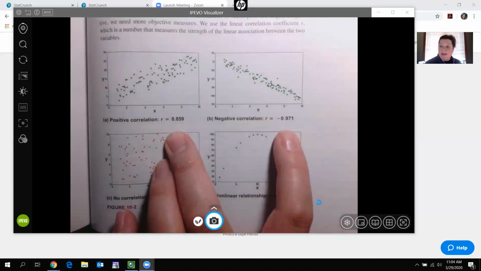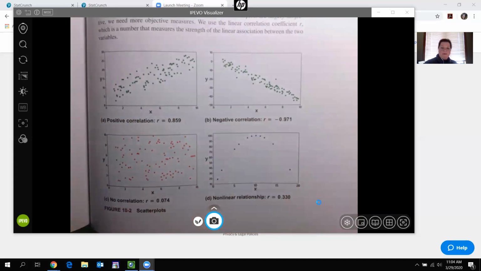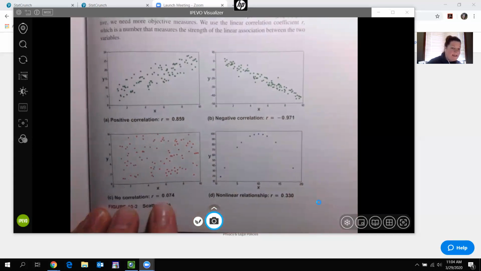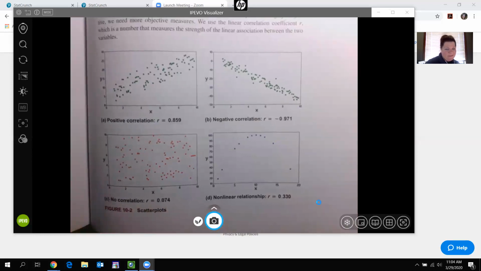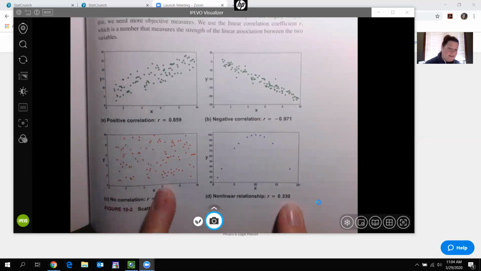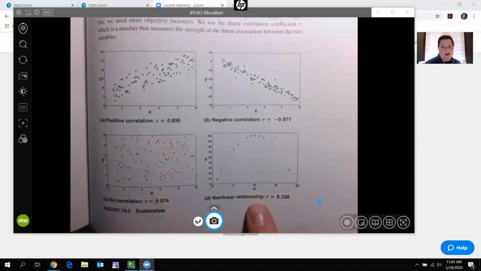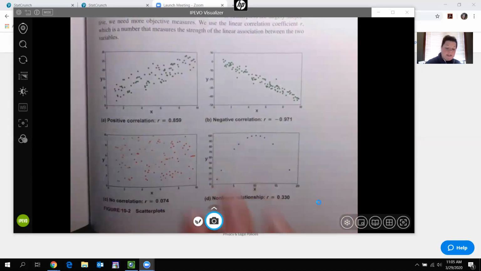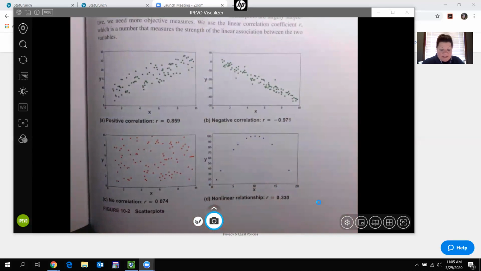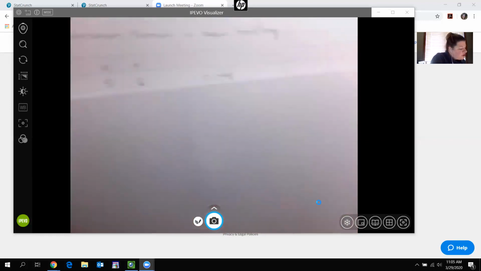It's closer to 1. So these R's are between 0 and 1. And this one here is really close to 0. It's like a 7%, so there isn't really a linear relationship. And this one's stronger than this one, but this is just a non-linear relationship. So there is a relationship between X and Y, it just isn't linear. Okay, so that's kind of looking at your scatter plots and using this R value to decide how strong a relationship is.